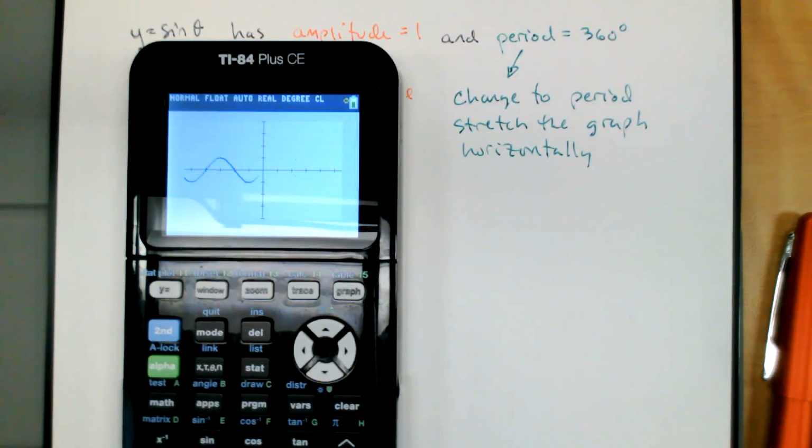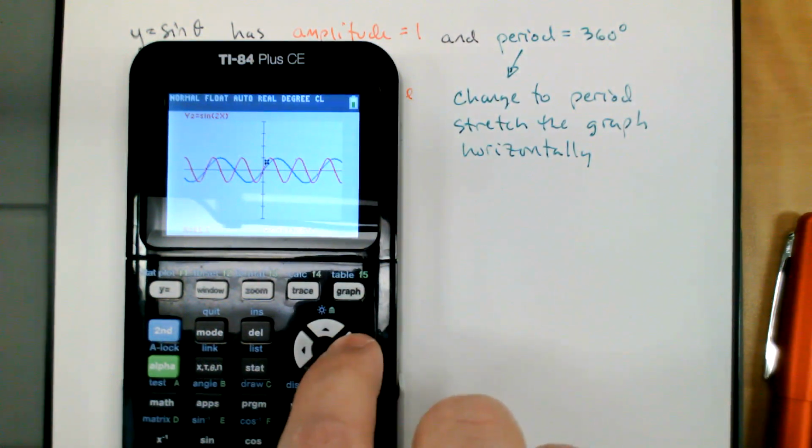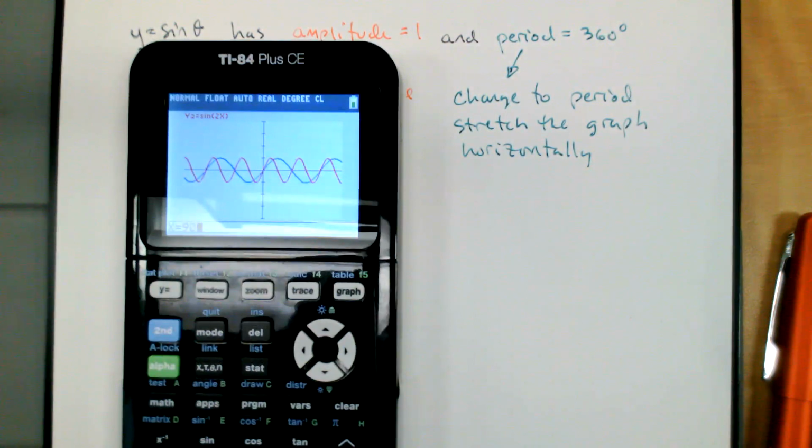Oh, I forgot to switch to simultaneous. I've got to wait for both of them to fall. So now when we look at this graph, it looks like it's moving through faster. Notice if we trace this red graph, when x is 90, we're back at 0. And when x is 45, we're at the top. And when x is at 180, we've gone all the way through.